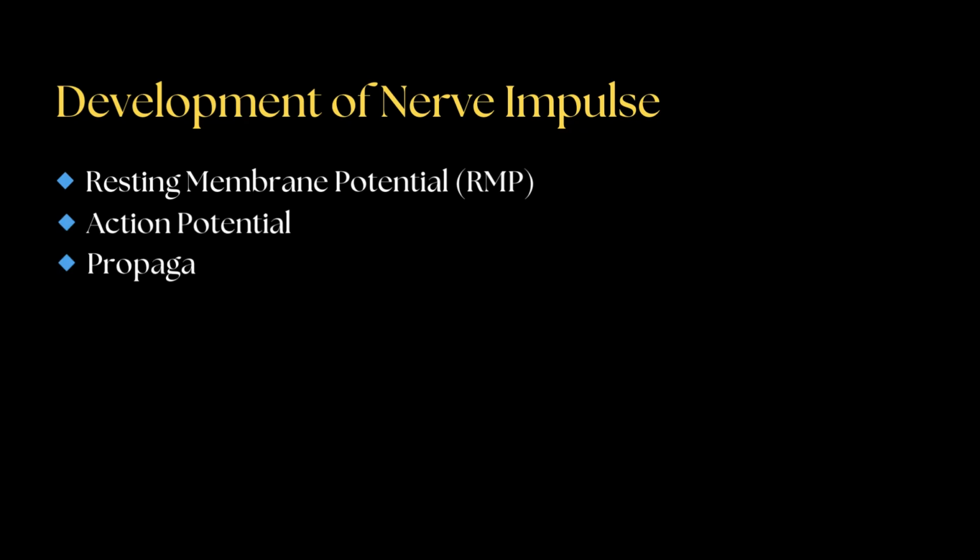Neurons generate and transmit impulses through a series of steps. First, the neuron maintains a resting membrane potential. Upon stimulation, an action potential is generated. This signal then propagates along the neuron. Finally, the impulse is transmitted to the next neuron at the synapse.